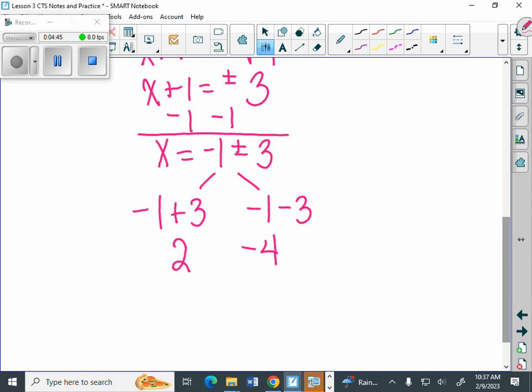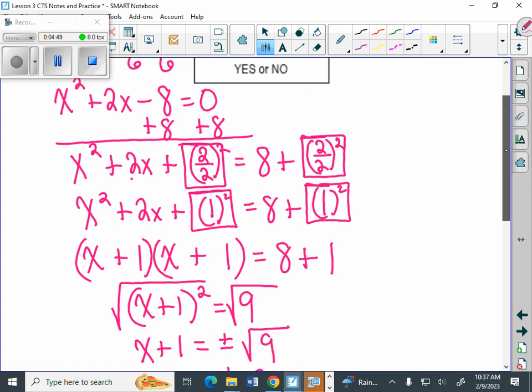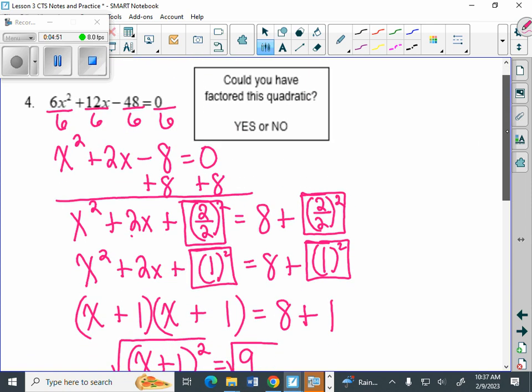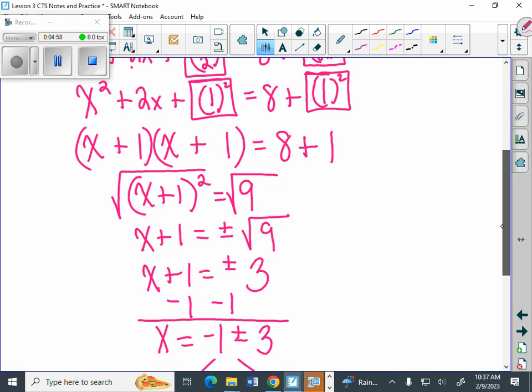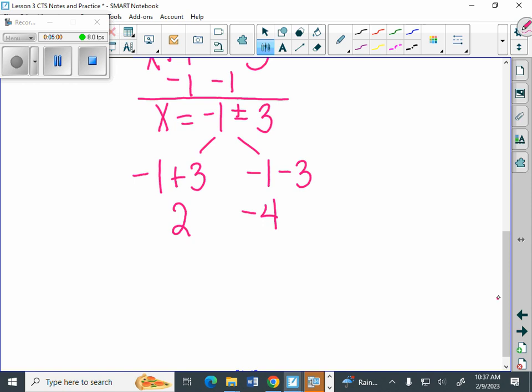And as we look at the top of our paper here, the question at the beginning, which I didn't even acknowledge, was could we have factored this? And the answer is yes. We did not end up with a square root in our answer. We did not end up with an imaginary as part of our answer, which means that we could have factored this problem.